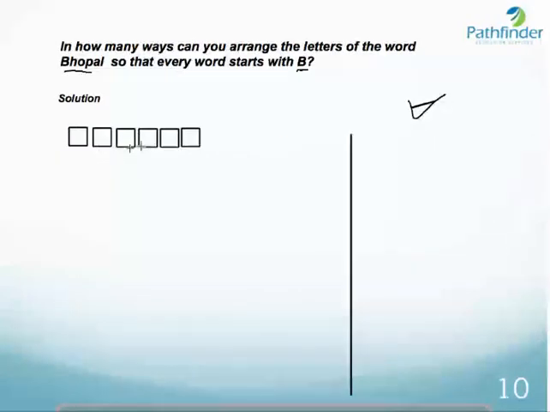So once again, we can see that there are 6 places to arrange 6 letters, but the only condition is this particular place is fixed and we cannot arrange anything on this place because B already occupies this place. Because B is fixed, we don't have to arrange B anymore. All we need to arrange is the letters H, O, P, A, L. So there are 5 letters which need to be arranged on these 5 seats. 1, 2, 3, 4, 5.